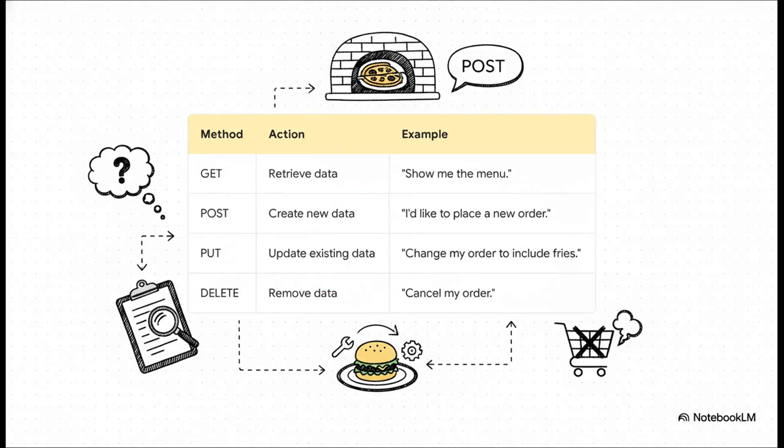So how do you actually talk to the waiter? You use a set of standard commands. A GET request is basically you saying, "Hey, can I see the menu?" You're just asking to retrieve some data. POST is when you want to create something totally new, like placing an order. PUT is for updating something that already exists, like adding fries. And DELETE, well, that one's pretty obvious, right? It's for canceling your order. These simple verbs are the backbone of all API communication.